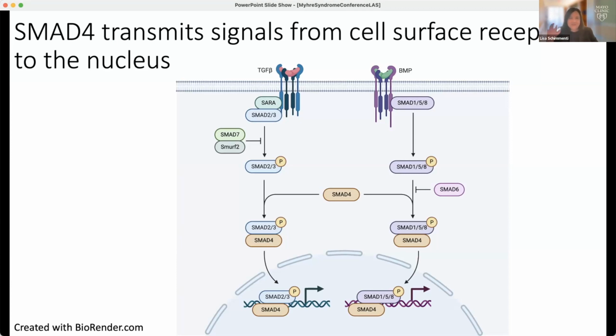And when the ball enters the glove, the receptor then phosphorylates SMAD2/3 in the TGF beta side. On the BMP side, it's SMAD1, 5, and 8. SMAD4 then hops on with the other SMADs, and then they get transported to the nucleus of the cell, where their job is to then tell other genes to turn on and make RNA and make other proteins.